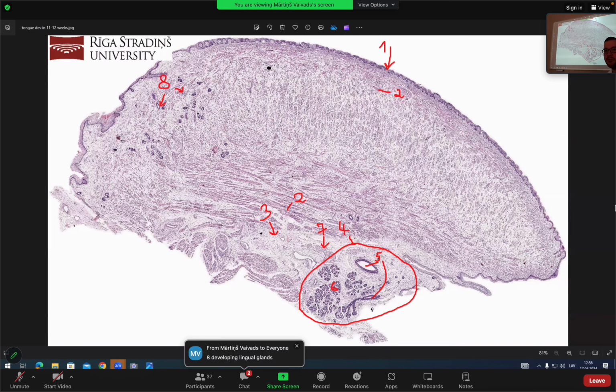These are minor salivary glands of the tongue. So developing minor salivary glands or developing lingual glands. Both are valid answers. In your e-study, it's written minor salivary glands, but you can also use a shorter name, developing lingual glands. If you see glands like these inside the tongue, it also tells you this is tongue 11, 12 weeks. These glands are not in the 6, 7 weeks old slides of tongue. So only here. And in general, that's it.